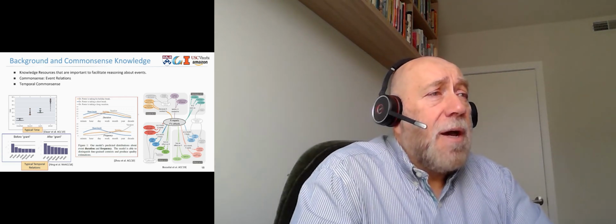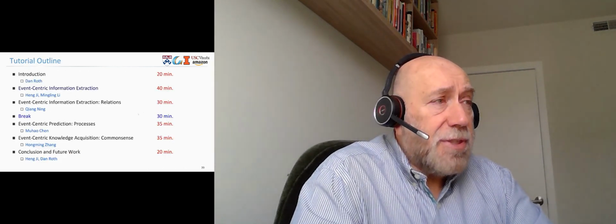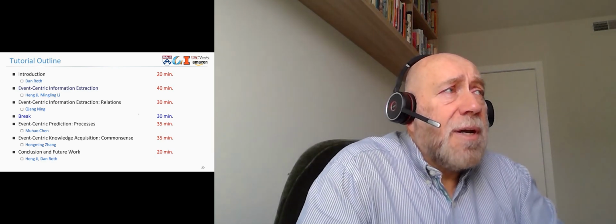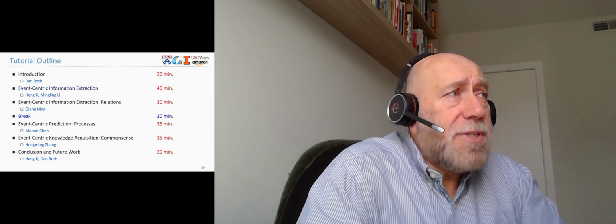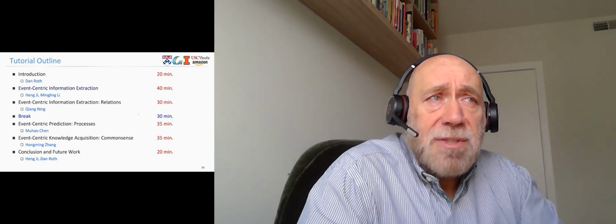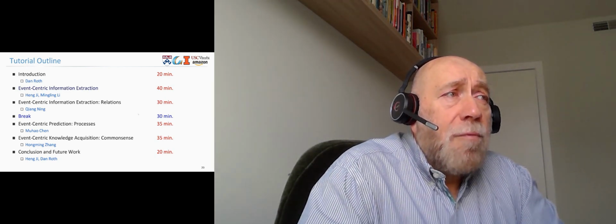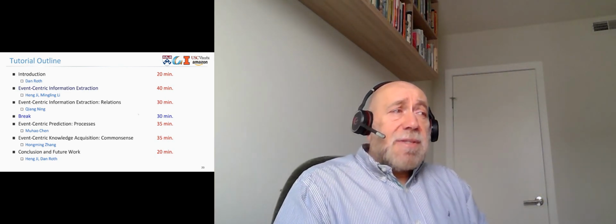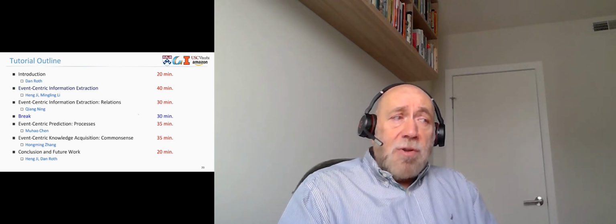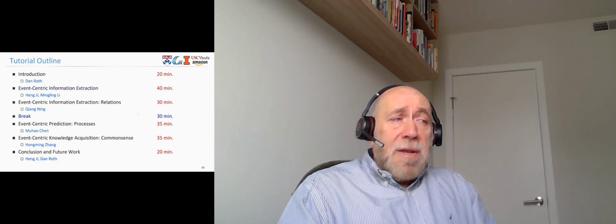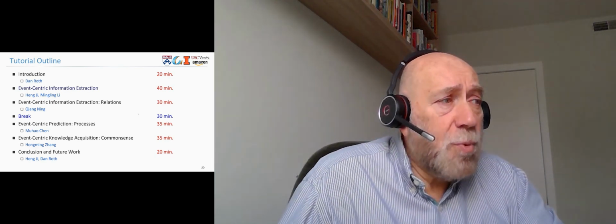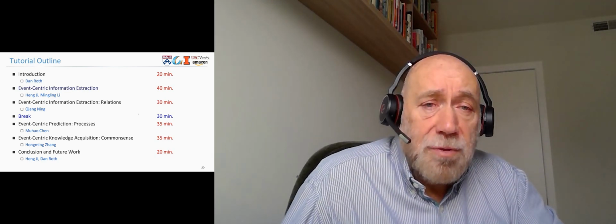And with all this, we're going to address also some of the challenges that we want to face in this case. So to summarize, this is what you're going to see in the next 2.5 hours. After following this introduction, we're going to start talking about event-centric information extraction, moving to understanding relations between events, and after a short break, discussing processes and discussing knowledge acquisition and common sense reasoning. And toward the end, we're going to talk about some future work and dreams in the domain of events. So with that, let's move on to the rest of the tutorial.